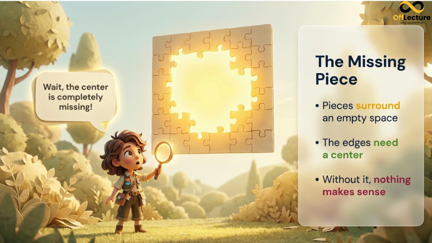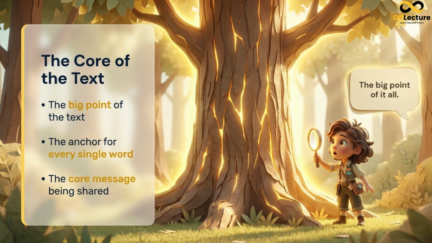The missing piece. Imagine a jigsaw puzzle where the edges are placed, but the center is empty. That is what a text looks like without its main idea. Pieces surround the gap, and without a center, nothing makes sense. The main idea is that glowing missing piece that completes the whole picture.